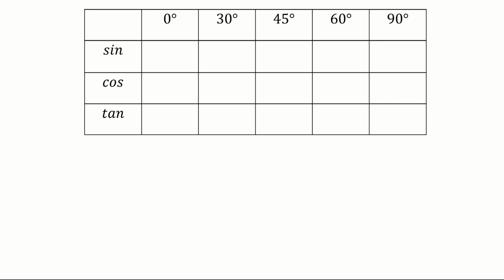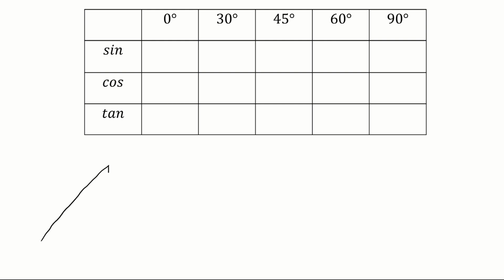So one thing that is very important to be able to do is what we call these exact values, and that is the ability to know what the sine, the cosine, and the tangent of 0 degrees, 30 degrees, 45 degrees, 60 degrees, and 90 degrees are. And we've got to be able to know these and be able to use them without a calculator.